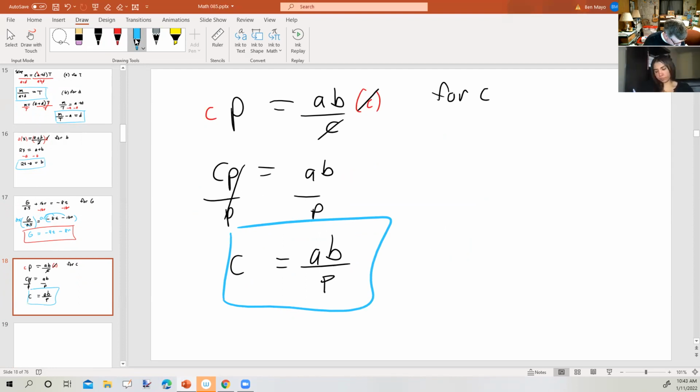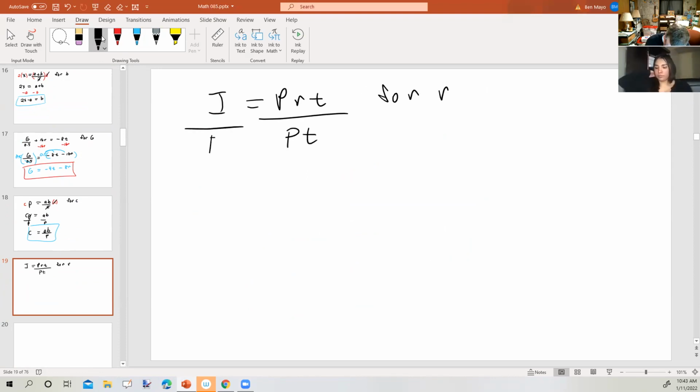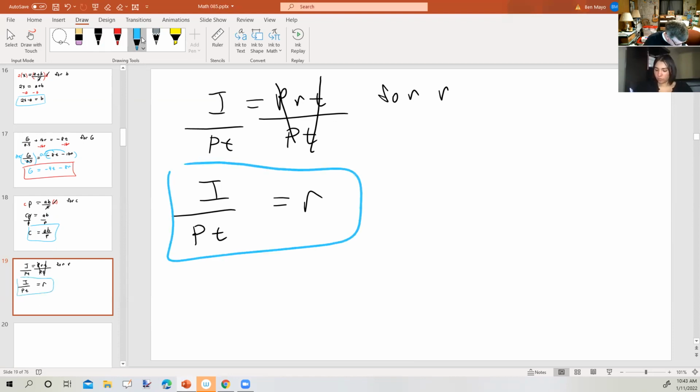Let's see here. How about this one? I equals PRT, solve for R. Well, you could divide both sides by PT, right? Because R is being multiplied by P and multiplied by T. So that reduces down. R equals I over P times T. And that is a capital P.